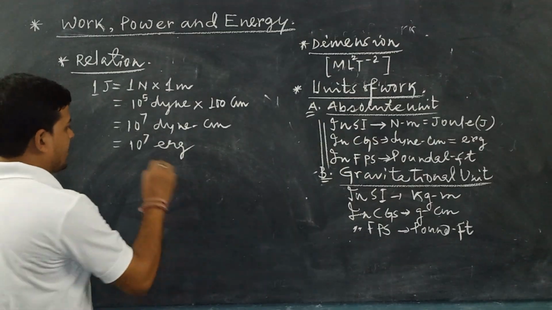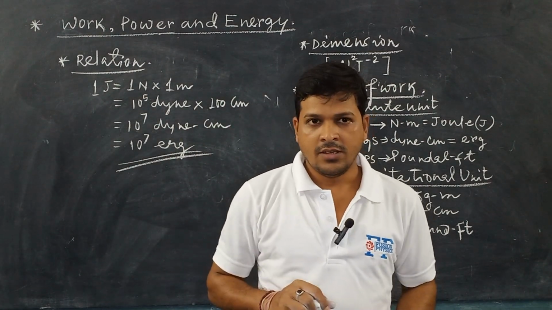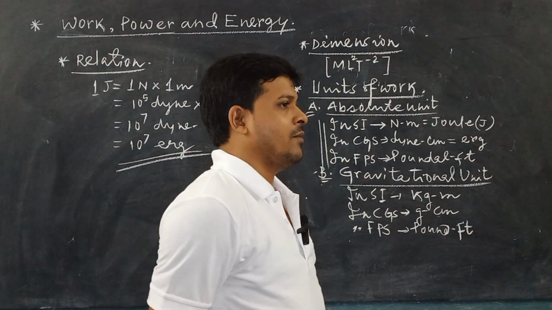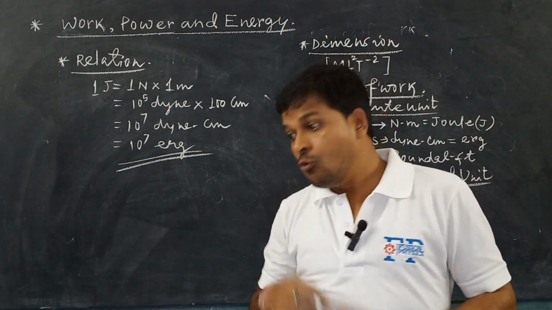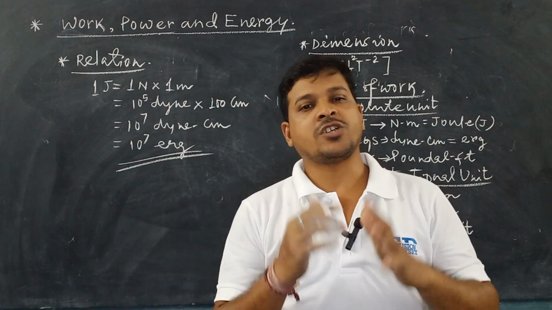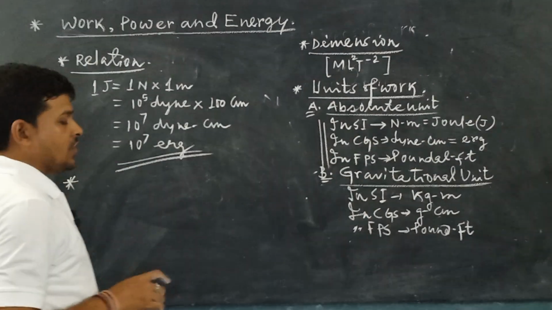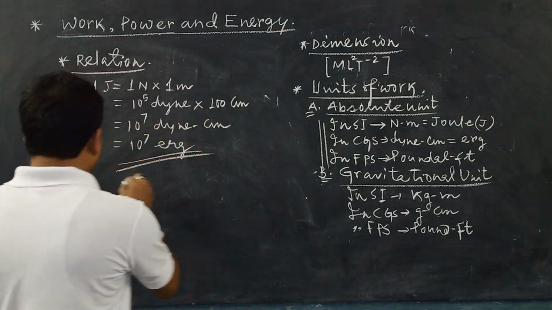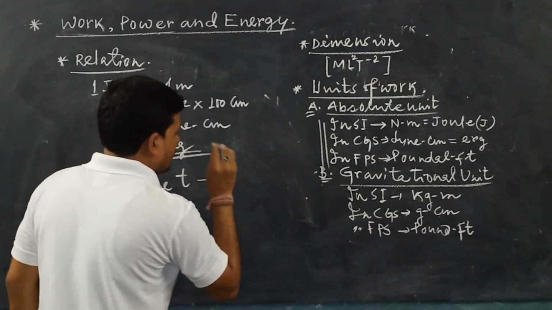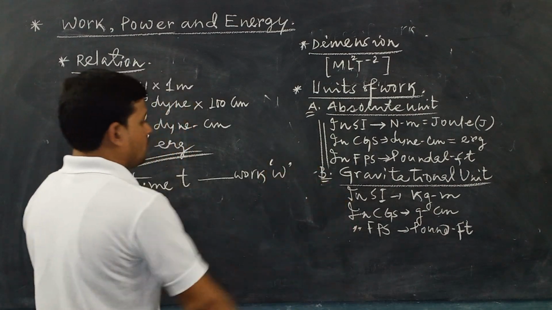Also, by dimensional analysis, we can establish the relation between the joule and the erg. But if we consider work with respect to time, we can calculate how much work is done by a body with respect to time. Let us consider a body does some work in time t. Let W be the work done.